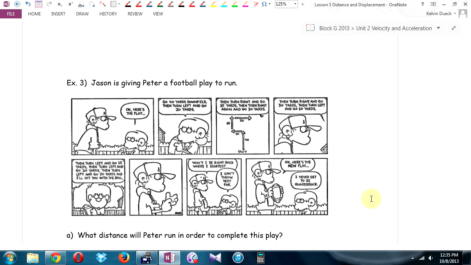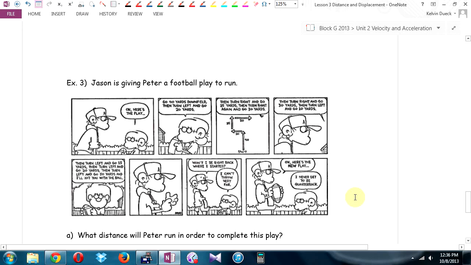He's the uber nerd. His older brother is named Peter, and Jason is giving Peter a football play to run. Okay, here's the play. Go 40 yards downfield, then turn left and go 20 yards, then turn right and go 25 yards, then turn right again and go 30 yards, then turn right and go 30 yards, then turn left and go 10 yards, then turn left and go 15 yards, then turn left and go 20 yards, then turn left and go 50 yards, and I'll hit you with the ball.